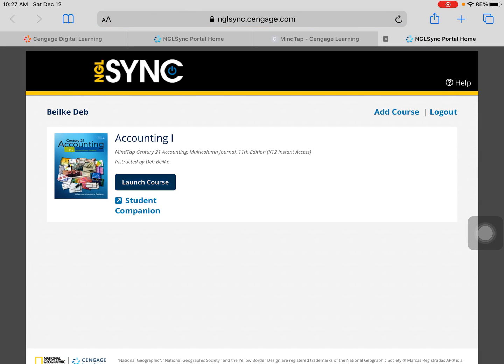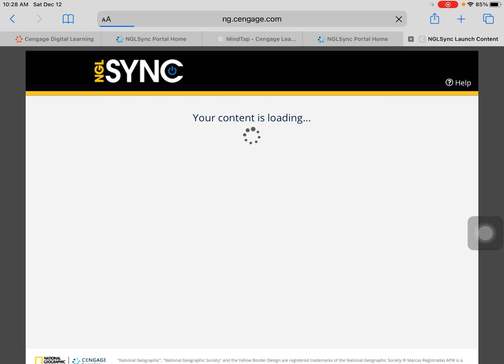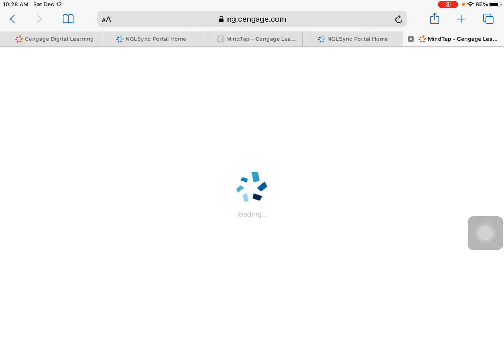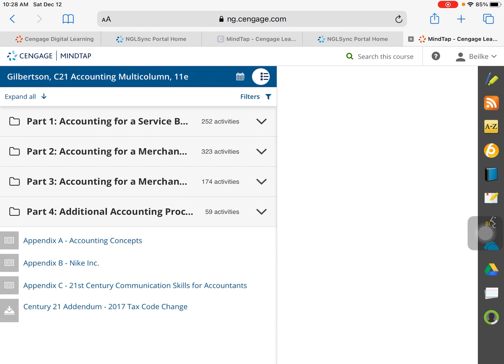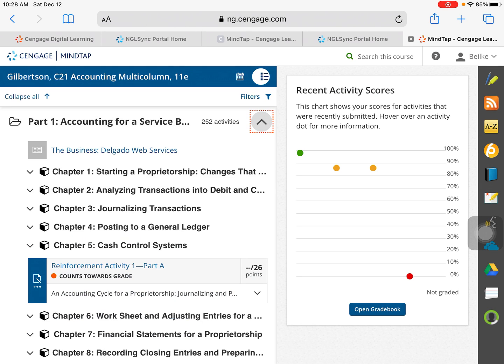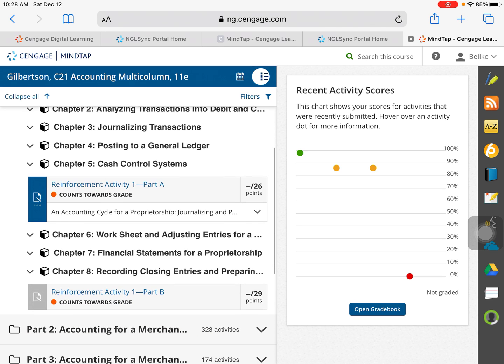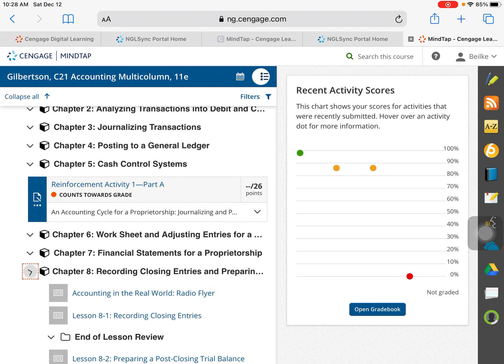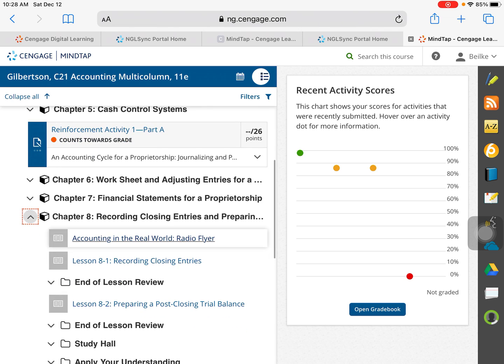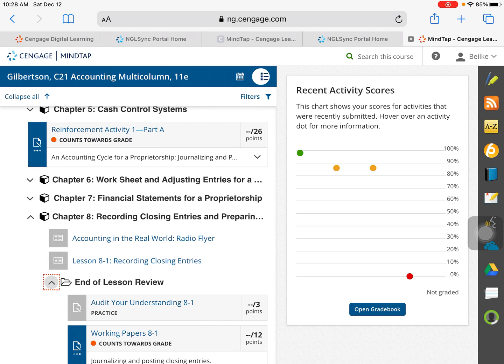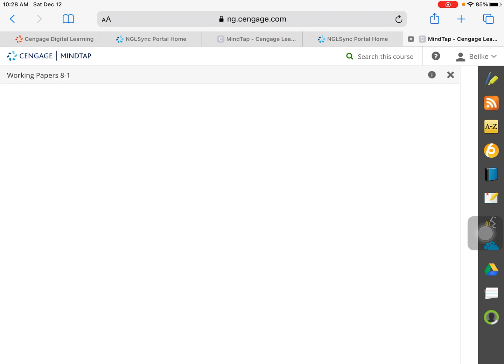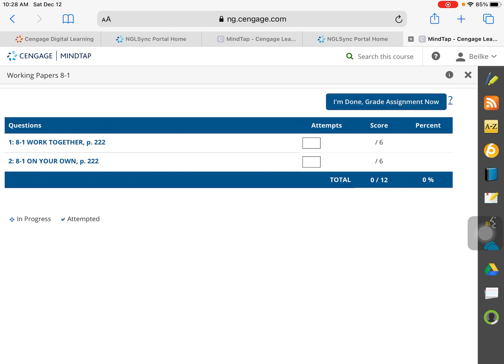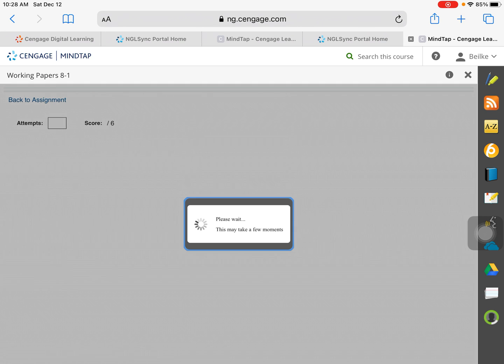Okay, let's go into our courses online and go to working paper 8-1. And we're going to do the work together. So go to part 1, chapter 8. Under the end of lesson review, let's go to working papers 8-1 and work together 8-1.